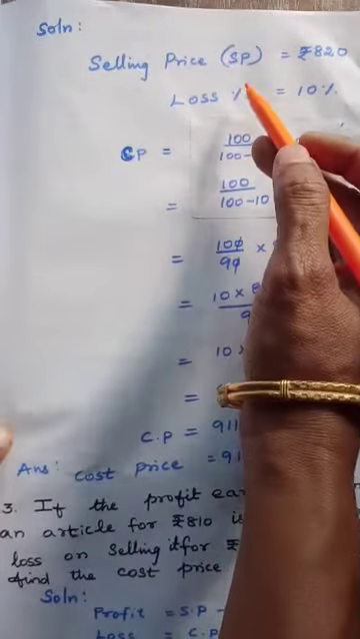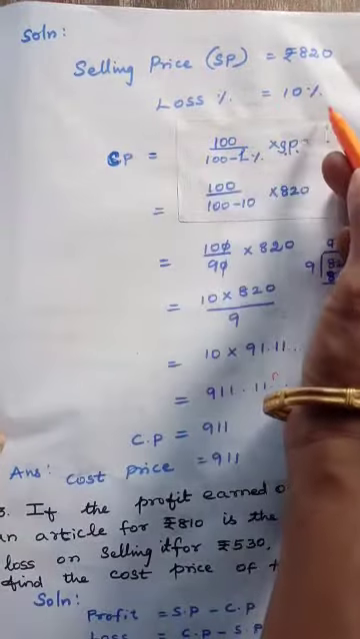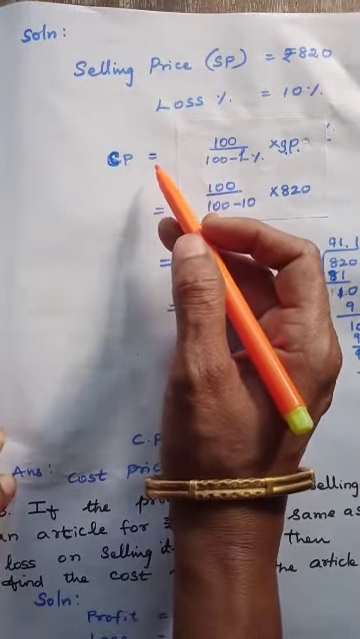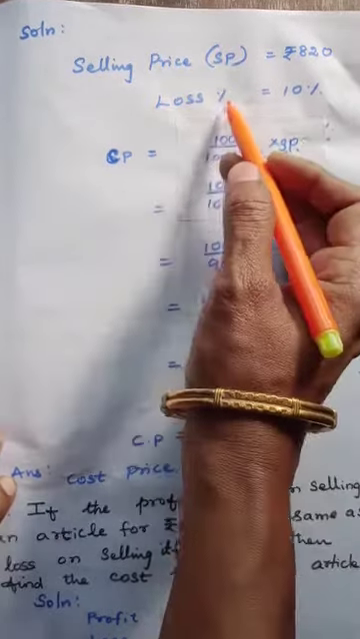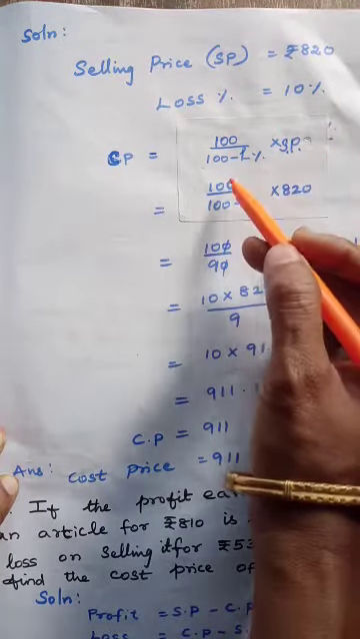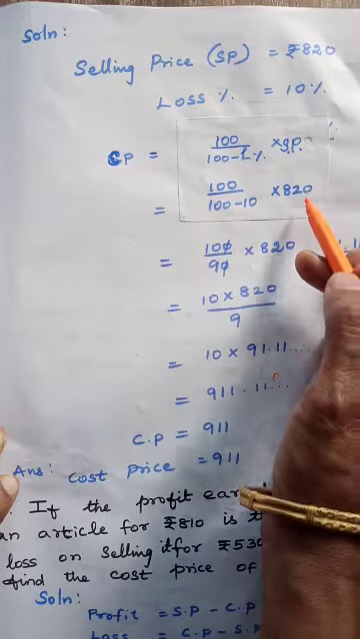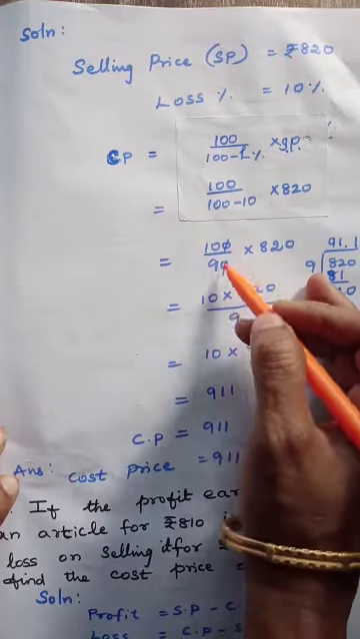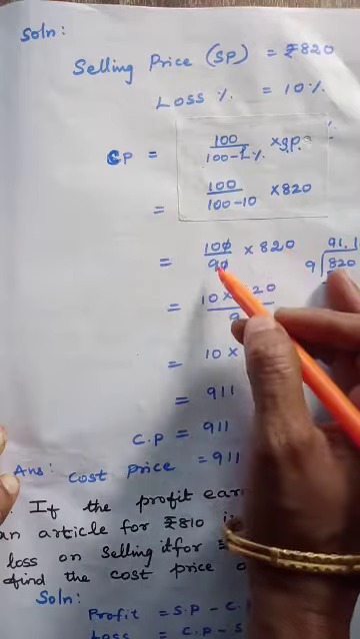Selling price SP is rupees 820, and the loss percentage is 10%. We have to find the cost price. CP is equal to 100 by (100 minus loss percent) into SP. So 100 by (100 minus 10) into 820. Now 100 minus 10 is 90, so the 0 gets cancelled. So 10 by 9 into 820.